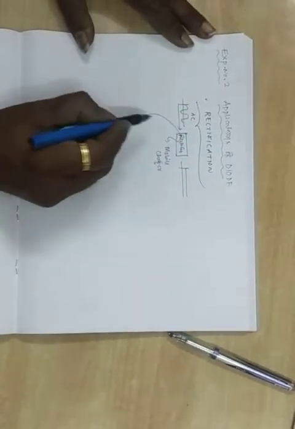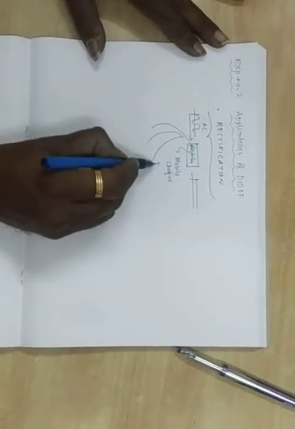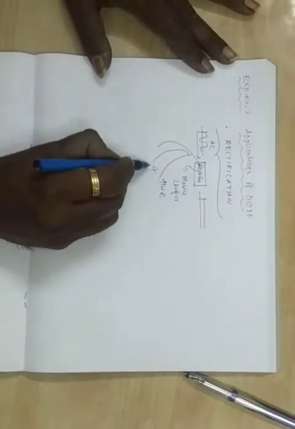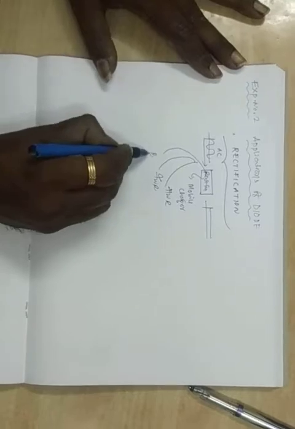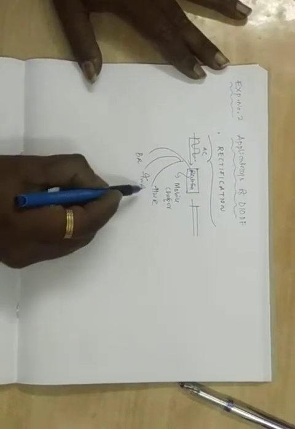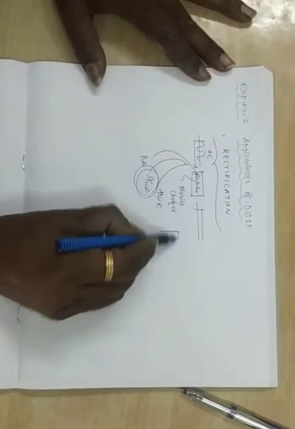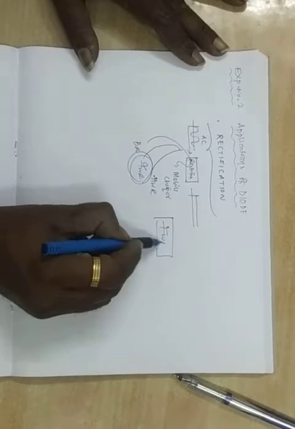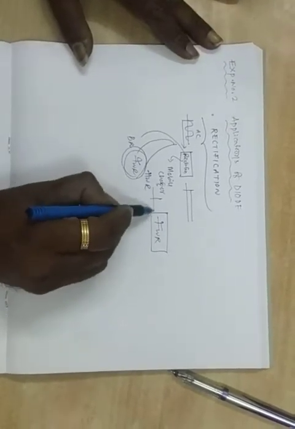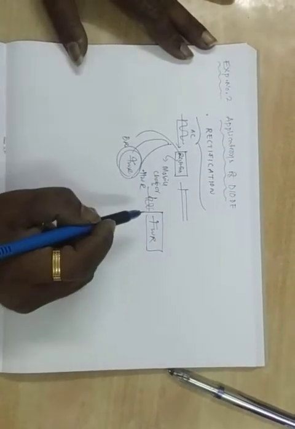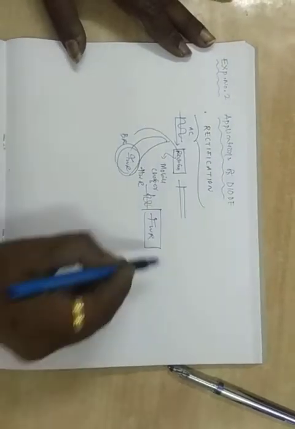In the theory, we have discussed three rectifiers: half wave rectifier, full wave rectifier, bridge rectifier. In this experiment, we are going to talk about the full wave rectifier. Assume that the input signal we are giving is an AC signal. The full wave is converted into DC.